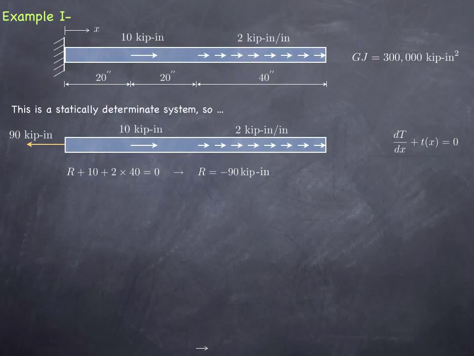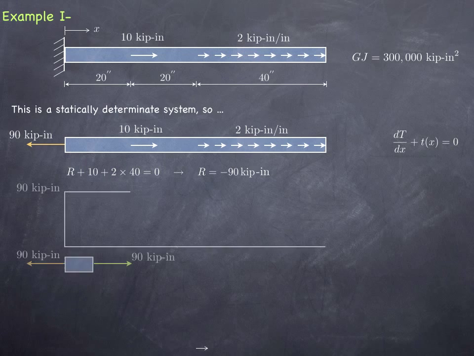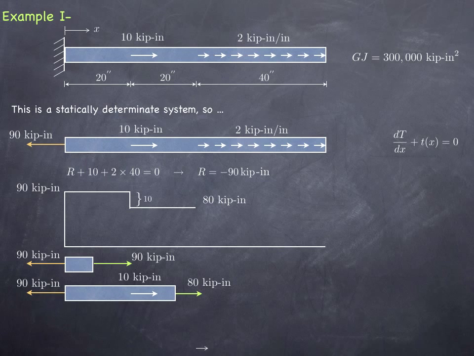Now I can start drawing the torque diagram. I can start doing that by cutting slightly to the right of the 90 kip inches, and as I keep cutting, I'm going to be exposing the same amount of internal torque there until I reach 10 kip inches, at which point there's going to be a jump of magnitude 10 kip inches, and the internal torque will reduce down to 80 kip inches. And you can see that by looking at the second free body diagram I'm drawing down there.